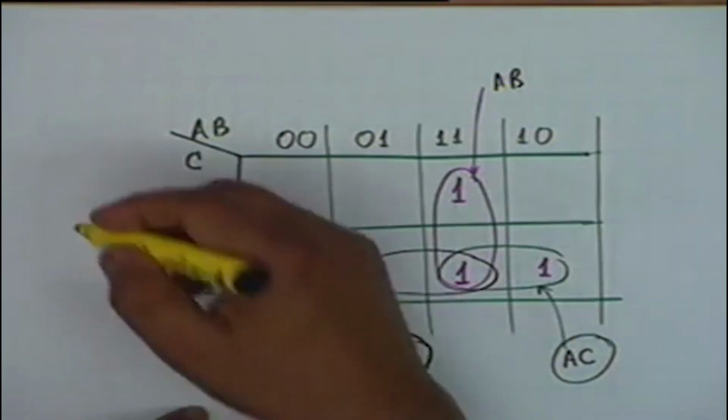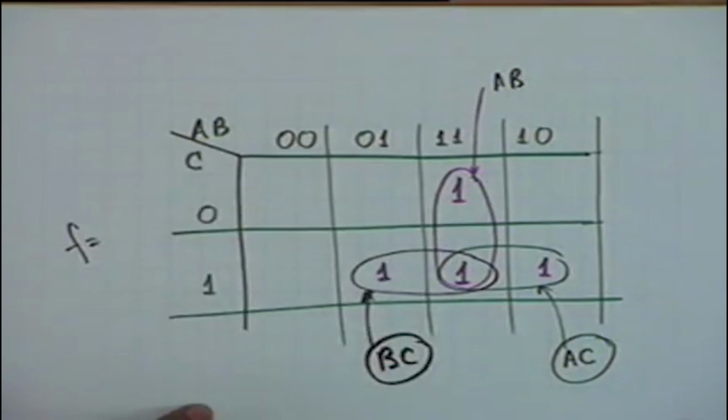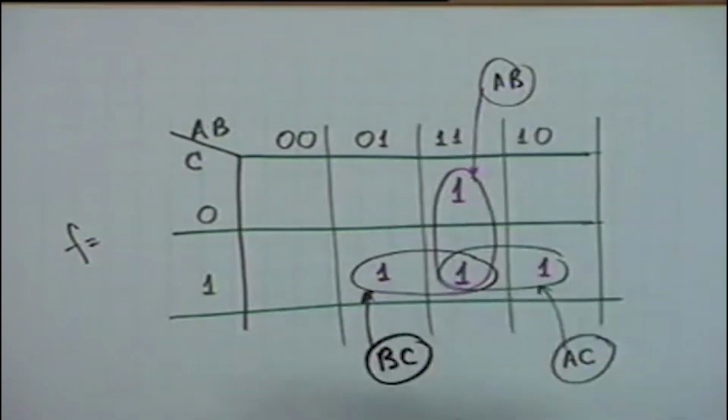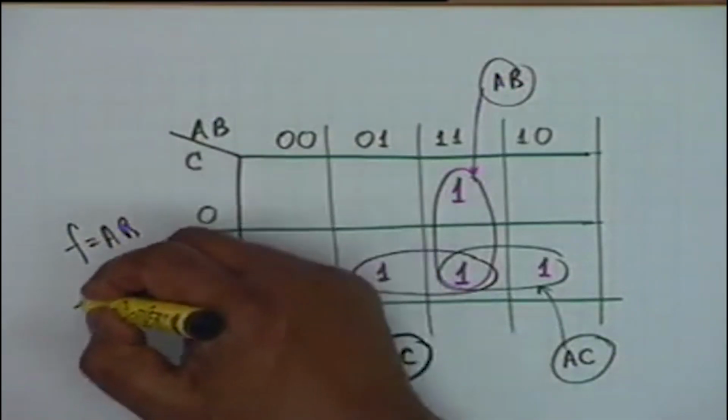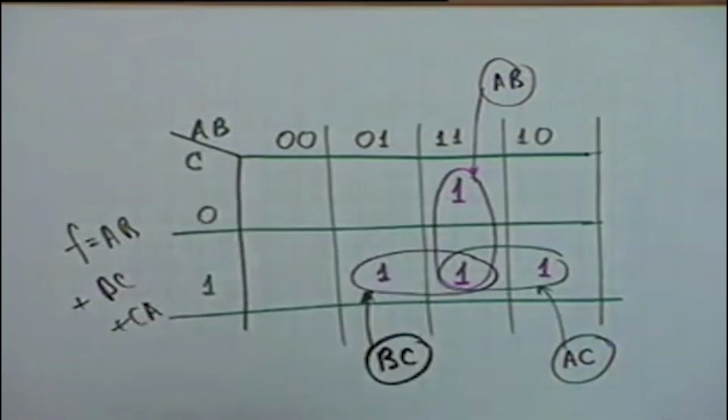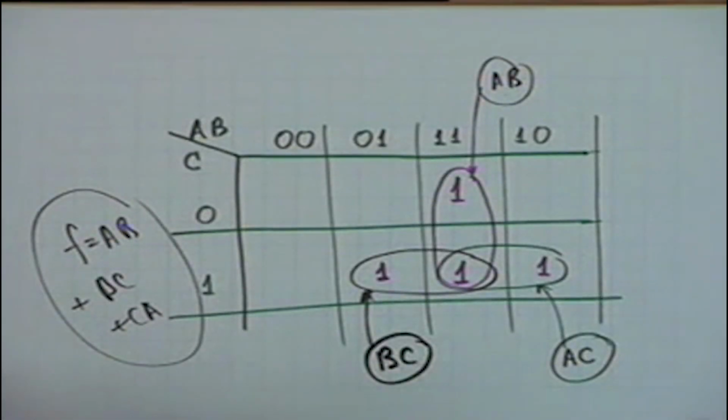You have to pair, and then you get F, the function, as the OR operation of all the three expressions. That is AB plus BC plus CA. And you can show by truth table that this is indeed the majority machine, or the vote taking machine.